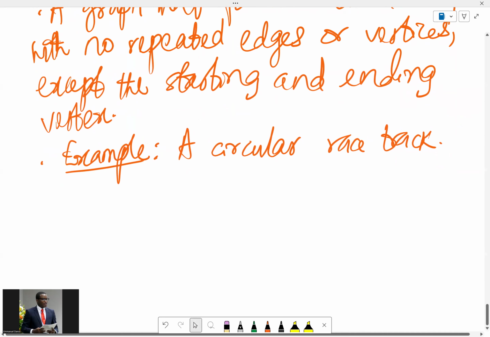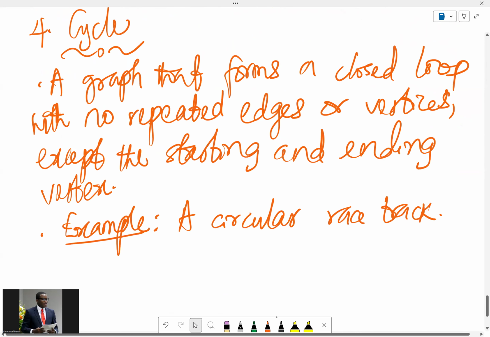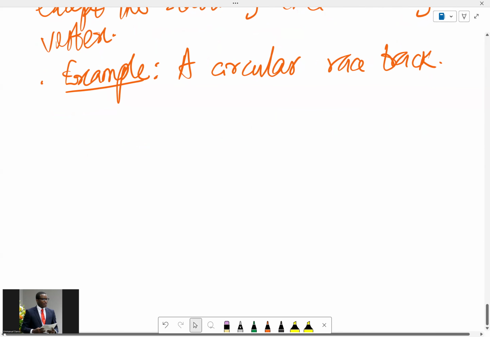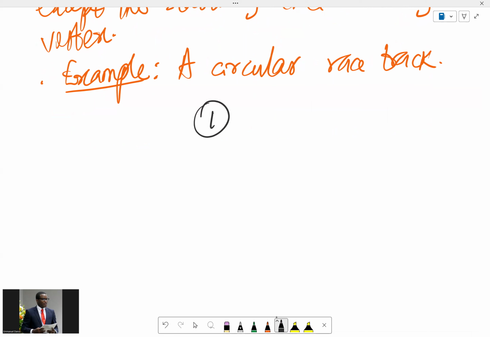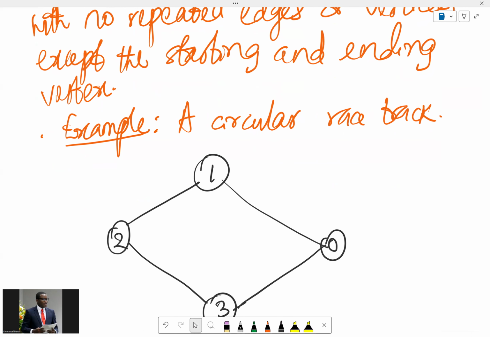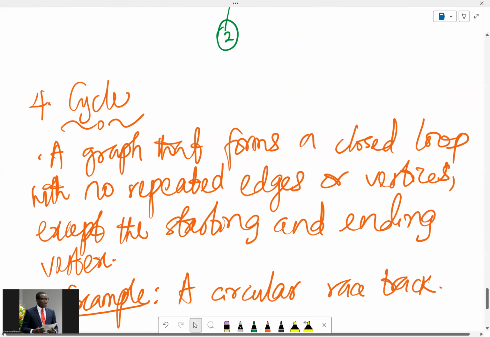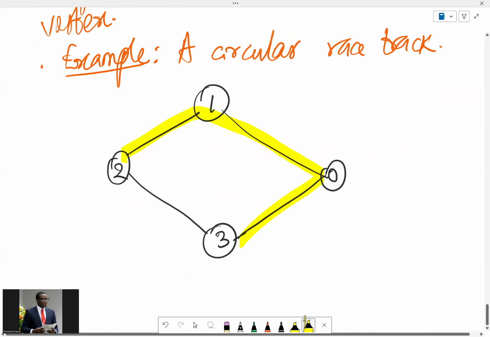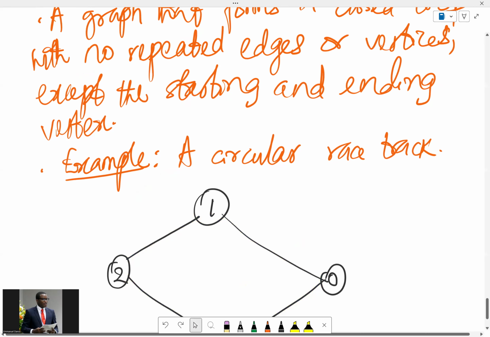Just like I was saying, imagine you have zero, one, two, three, like this, and then you have something like this. So this is actually a cycle. So the path is closed. You cannot get out of this loop. So it's closed. Okay. There's no exit. You can just keep moving round and round. That's why it's called a cycle.